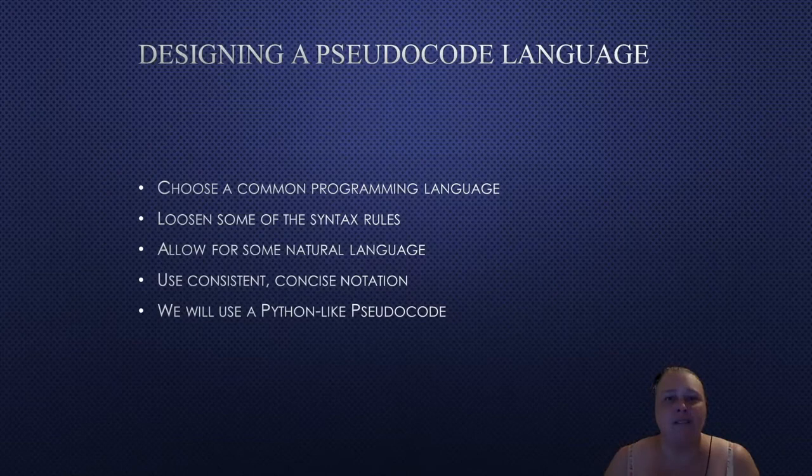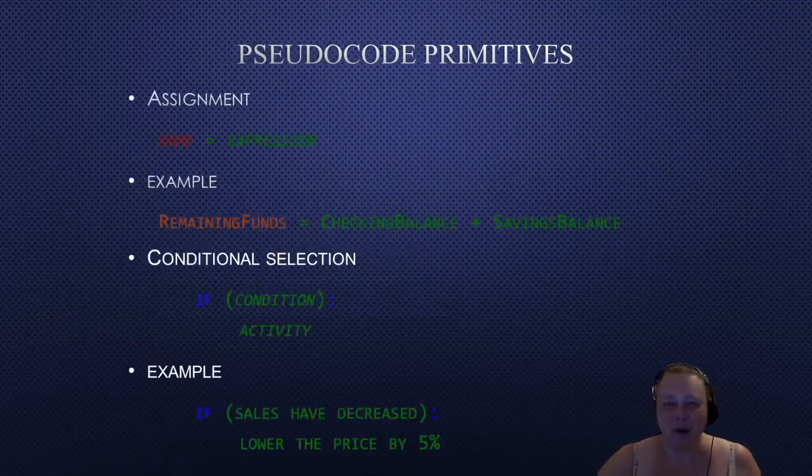You're going to use consistent, concise notation. Think of an outline, as if you're writing a paper. We're going to use something we call Python-like pseudocode. So if you were to look at the pseudocode and then have to program it, it's going to translate a lot easier. Let's take a quick look at some pseudocode that we can discuss.